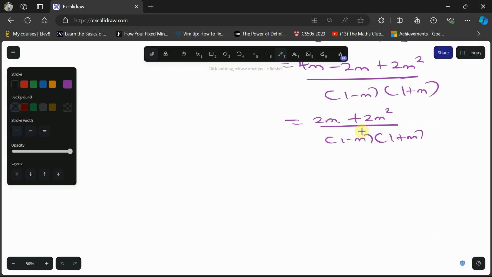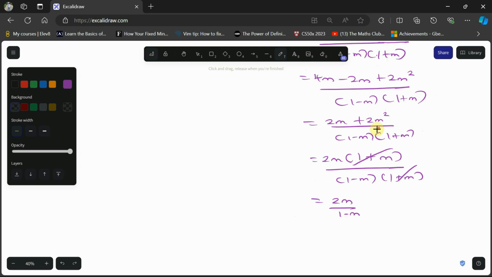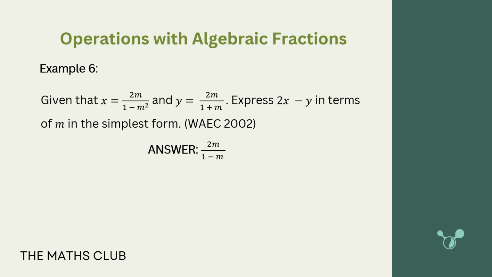You can see 2m, you can see 2m squared here. So what's common is what? 2m. Great. 2m divided by 2m will give you 1, plus 2m squared divided by 2m, this will give you m, all over 1 minus m, 1 plus m. So we can cancel this and this. So we're left with 2m all over 1 minus m at the end of the day. So this is the solution to this particular question. Let's see if we're correct. Great. 2m all over 1 minus m.